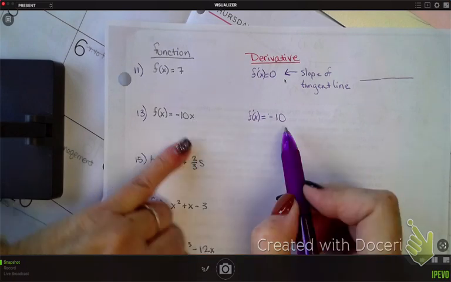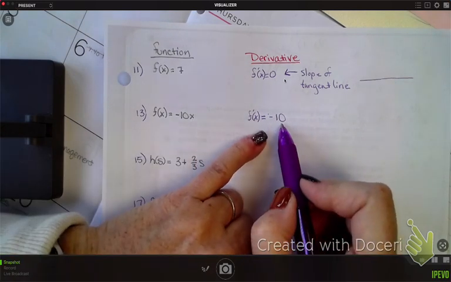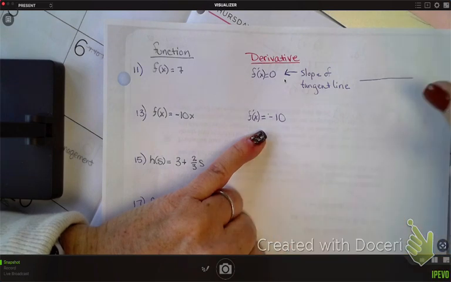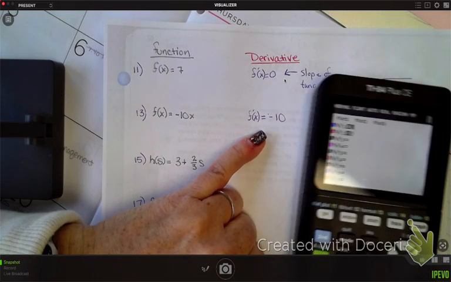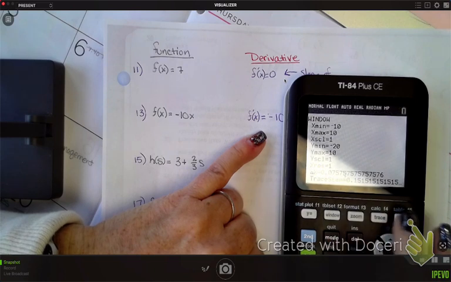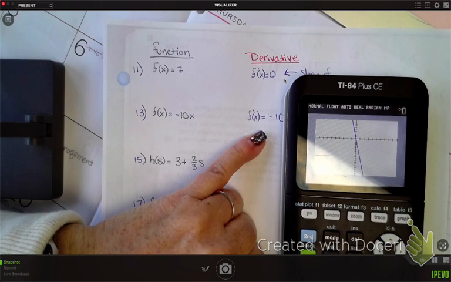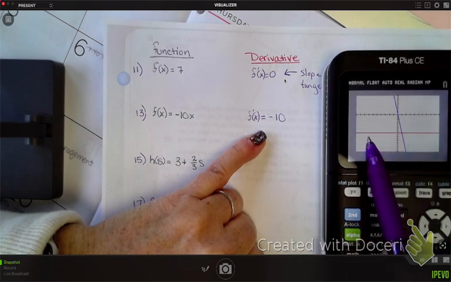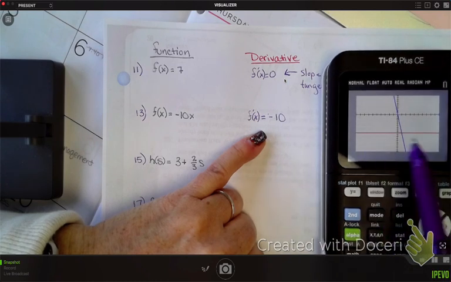Well, if it just says negative 10, isn't that a horizontal line at negative 10? So, let me graph it. So I have negative 10x, and we have negative 10. Probably need to make my window a little bit bigger. And there's the graph. The graph of the derivative is in red. Do you see what's going on? This derivative is that slope function, correct?